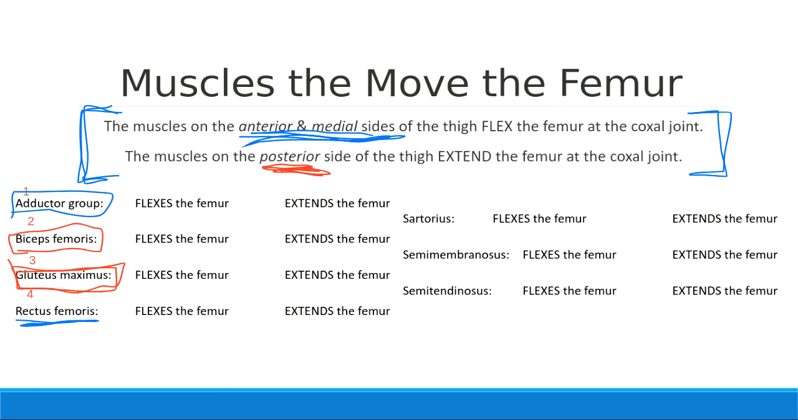To help us go faster, you tell me if I'm giving you the name of a muscle that's anterior, give me A. If it's medial, give me M. If it's posterior, give me P. So here we go, lightning round.